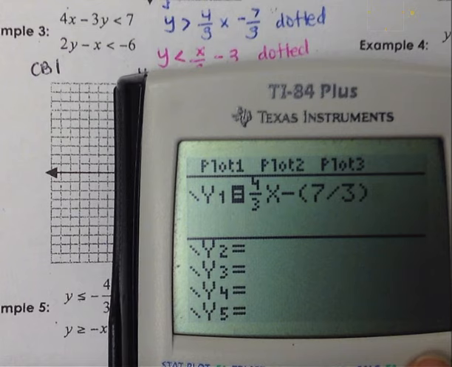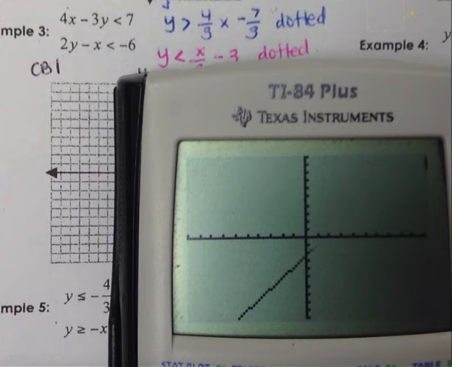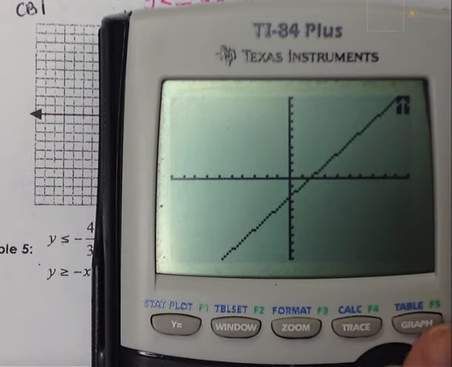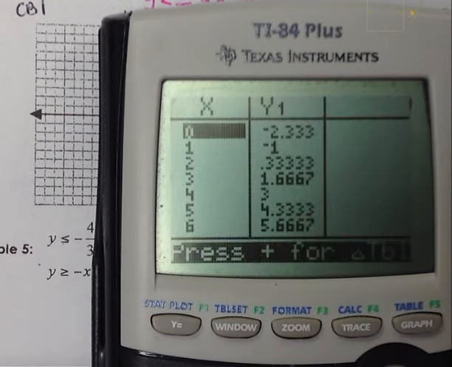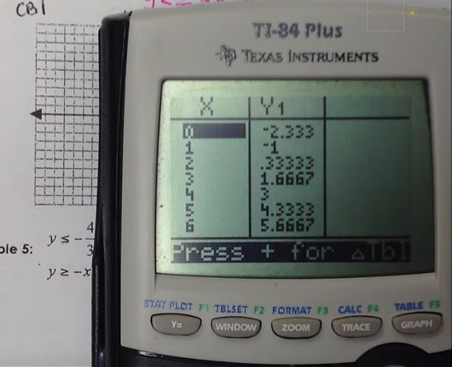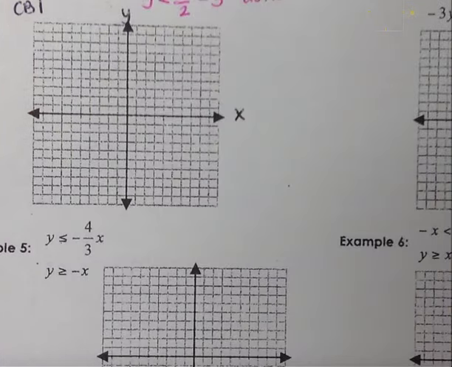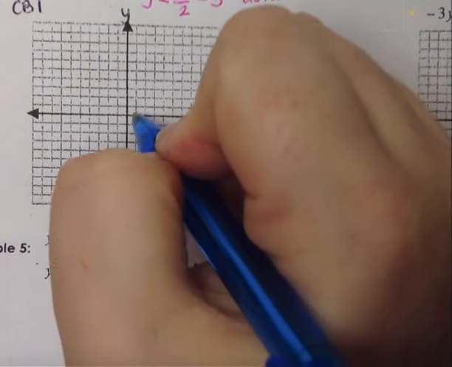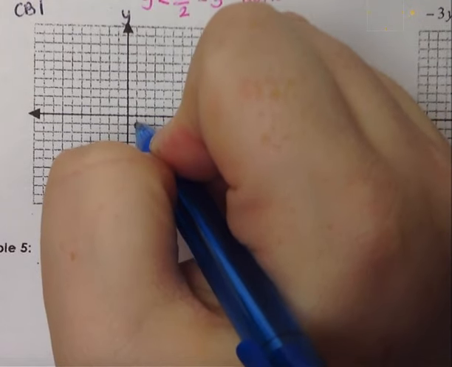Now I want to graph this. I just want to get the graph. So what that means is I need to get some coordinates that I can easily graph. So I'm going to go to second graph so I can go to the table. I'm going to get some good coordinates. These decimals are not easily graphable. So like 1, -1 is a coordinate.